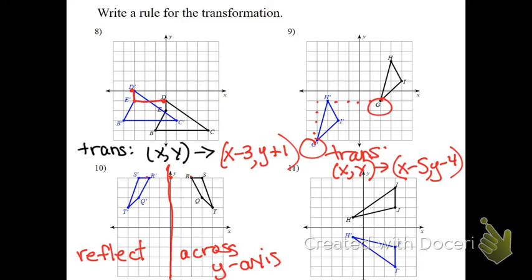Okay? How about number 11? That's another reflection. Can you see what it's flipped over? Okay, right smack dab between the two H's and the two J's would be this line. So that one's reflected across the x-axis.